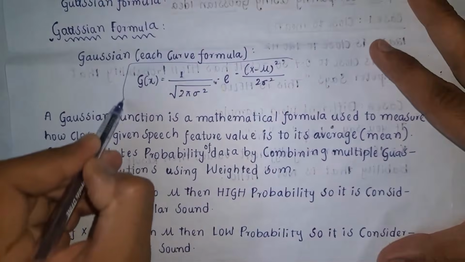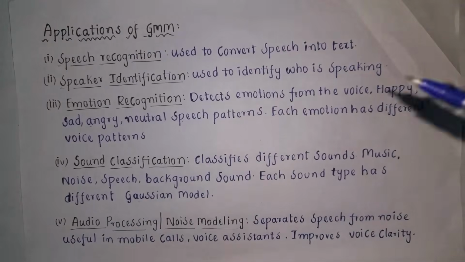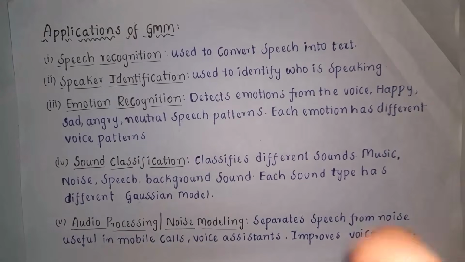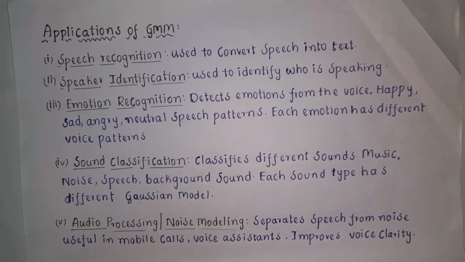You can write this formula in the exam. We use GMM in speech recognition in order to convert speech to text, and in speaker identification to identify the person who is speaking, and in emotion detection, based on patterns, this model will identify whether a person is happy or sad or angry, etc. And this model can also do sound classification, like it will divide music, noise, speech, etc. And this model can also do audio processing and noise modeling, where this model will separate noise from our speech. So voice clarity will be improved.